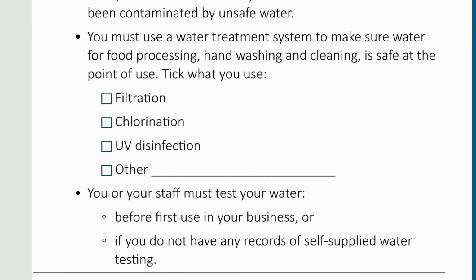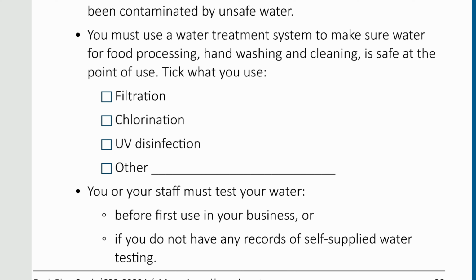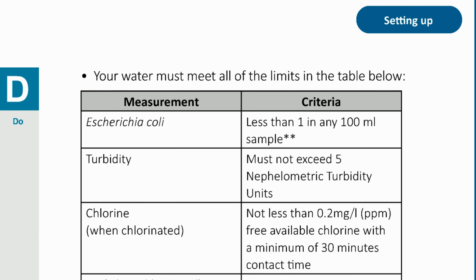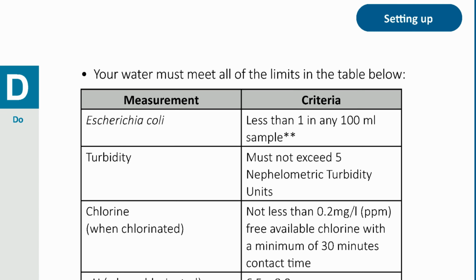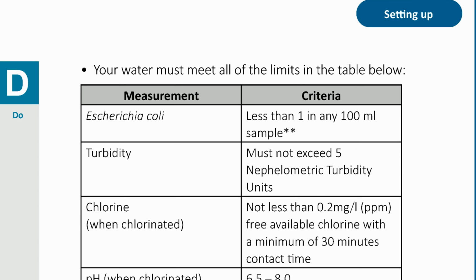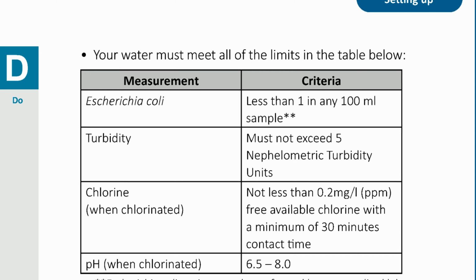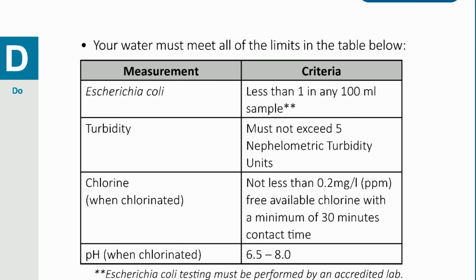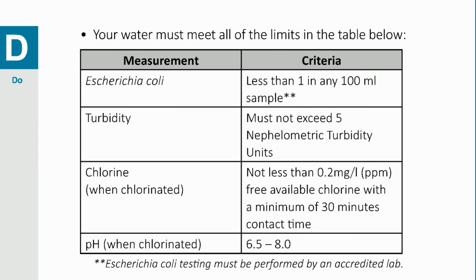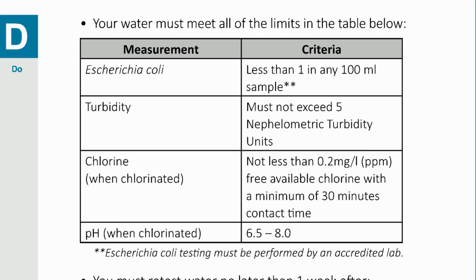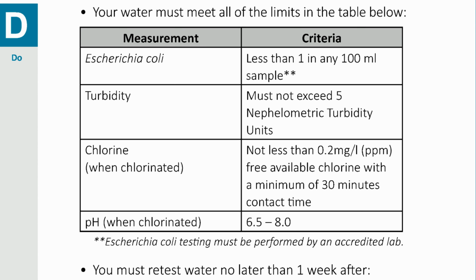Or, if you do not have any records of self-supplied water testing, your water must meet all of the limits in the table below. Measurement, Escherichia coli. Criteria, less than 1 in any 100 milliliters sample. Note that Escherichia coli testing must be performed by an accredited lab.